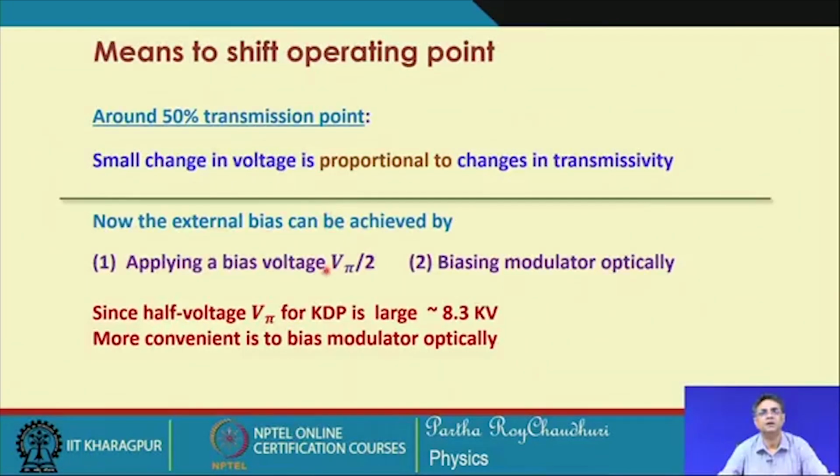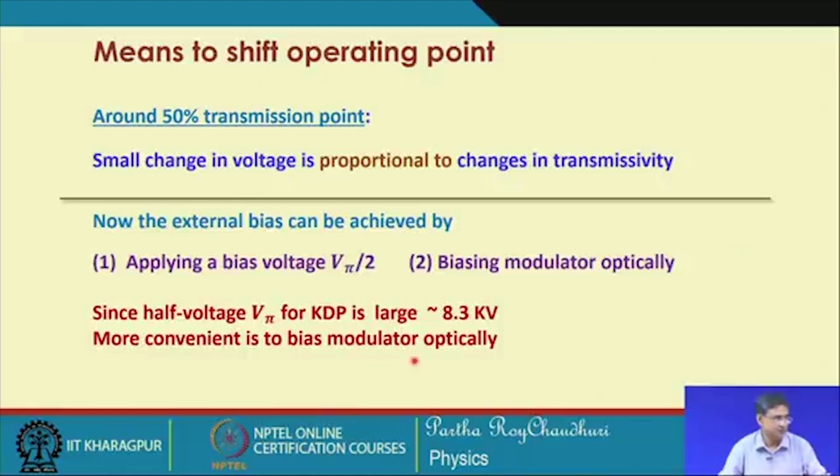But you have seen that for KDP, this V pi is of the order of some 8 kilovolt, which is very large. Now, additionally you have to put another 4 kilovolt. So, altogether it becomes about 12 to 13 kilovolt, which is not desired and which is very costly compared to the other possible option, that is biasing the modulator optically, because anyway I need to shift the operating point from this 0 to V pi by 2.